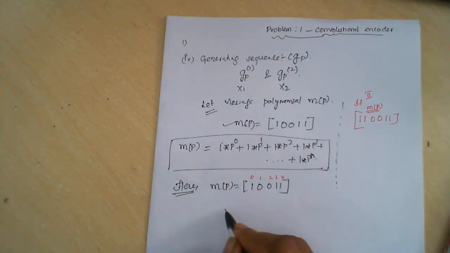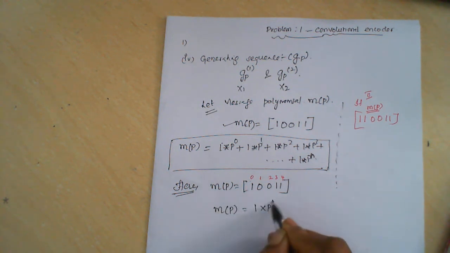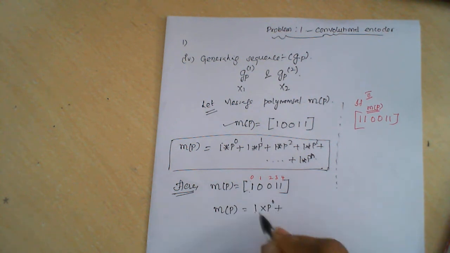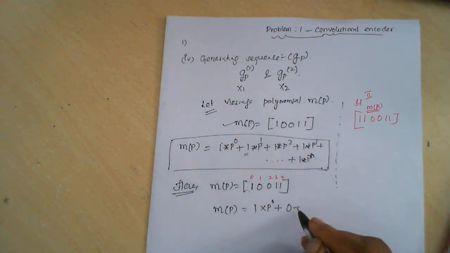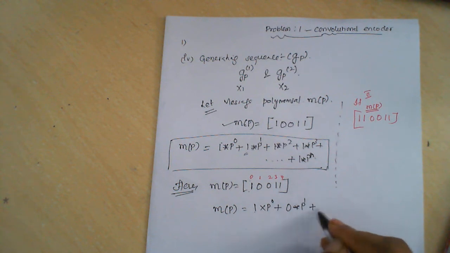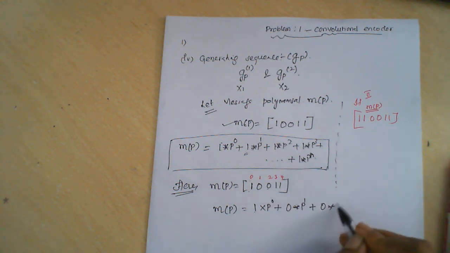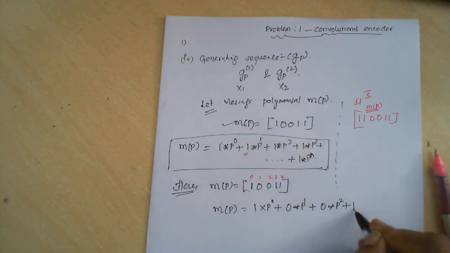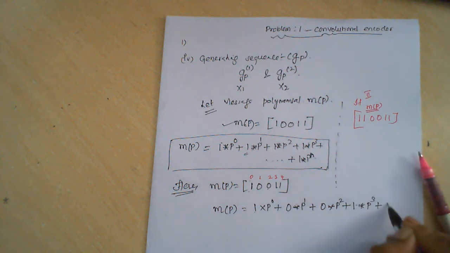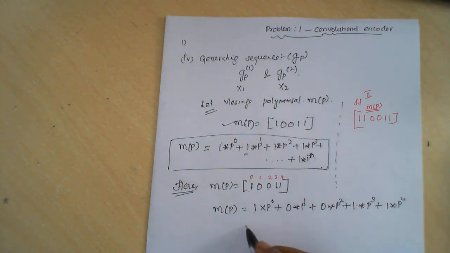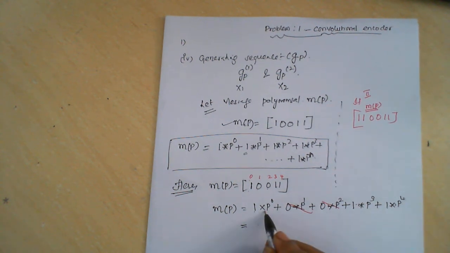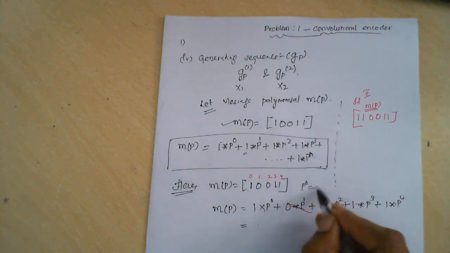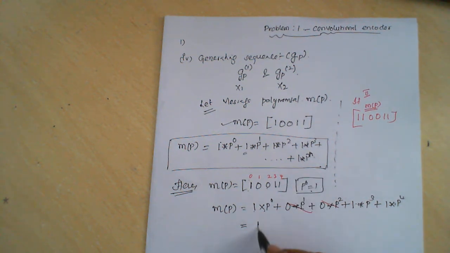For this polynomial, you should write the message polynomial as 1 into p power 0, because 1 is present here, plus the second term is 0, so 0 into p power 1, plus the next term is also 0 into p power 2, plus 1 into p power 3, plus 1 into p power 4. So these terms vanish: p power 1 and 2 are not present. What is p power 0? Anything power 0 is always 1. So p power 0 becomes 1 here.